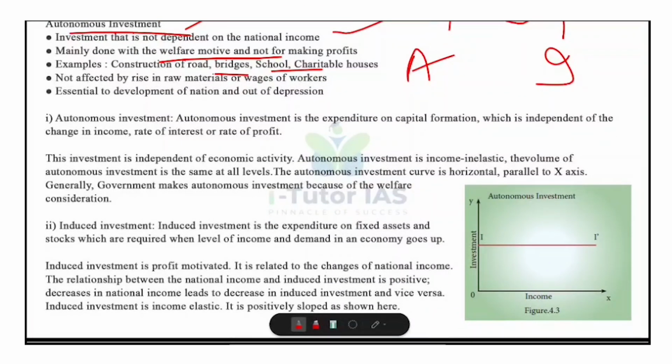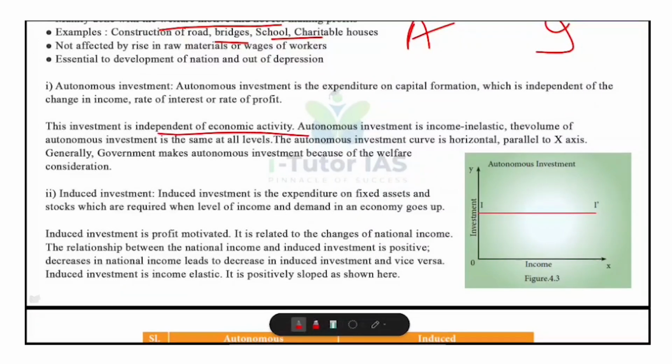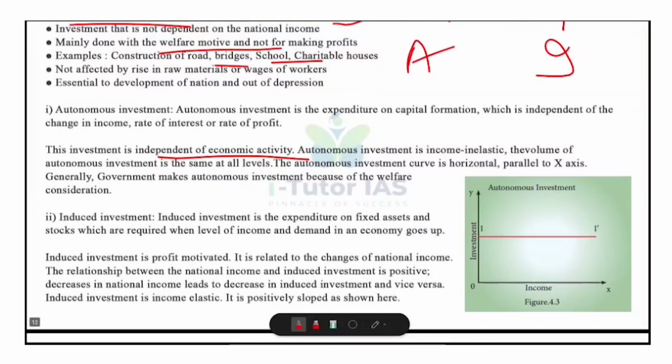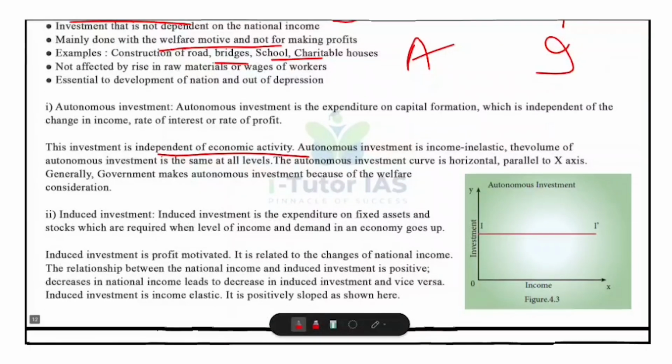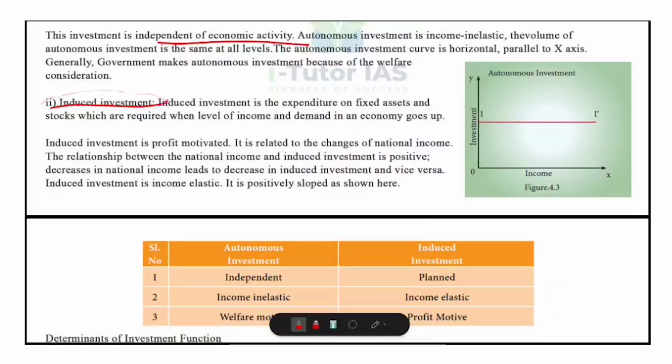Then we talked about the characteristics of autonomous investment. What are they? It is independent of economic activity. Then it is made mainly by the government for welfare and development purposes, not affected by short-term changes. Then it is also essential in the development of nation. Okay. Then what about induced investment?